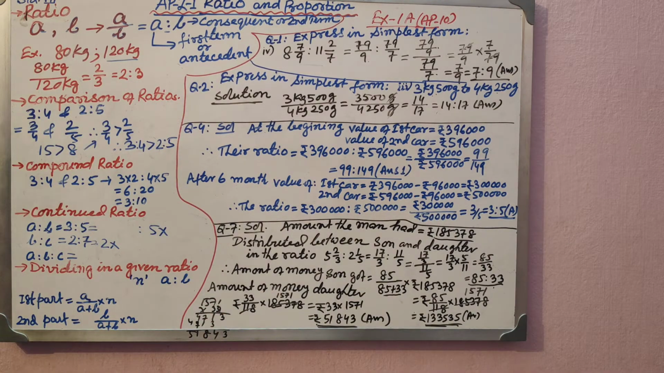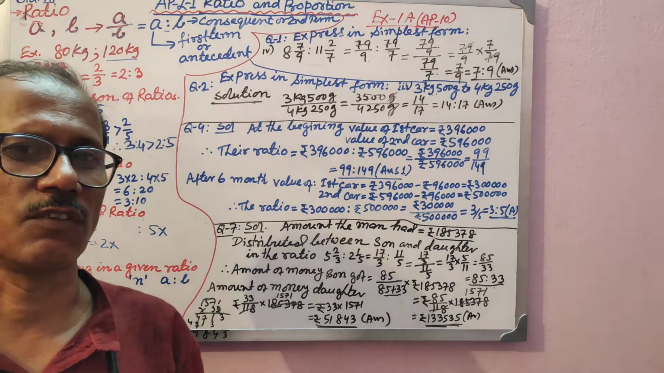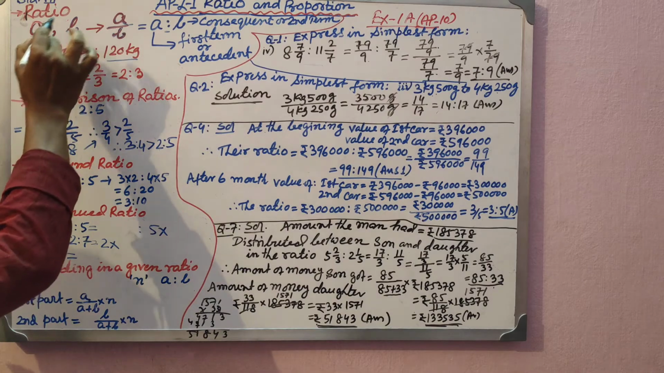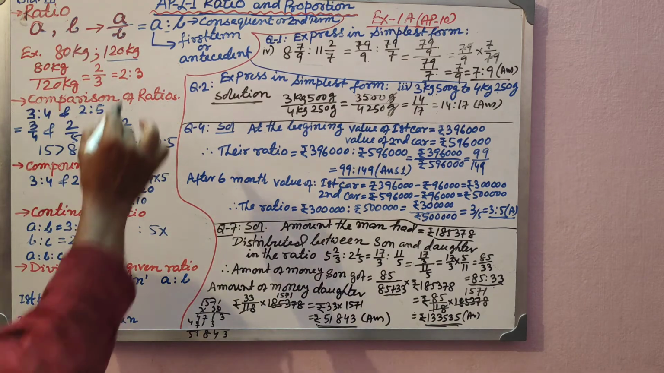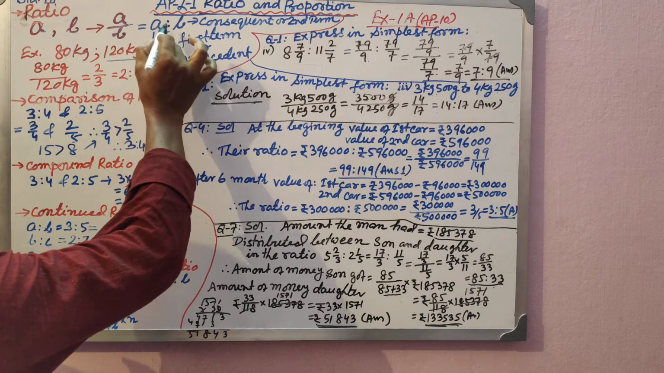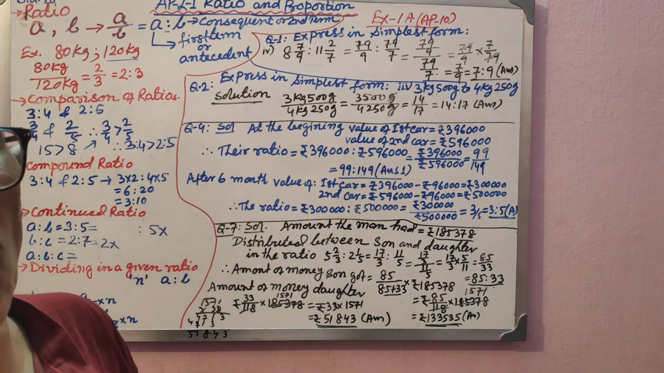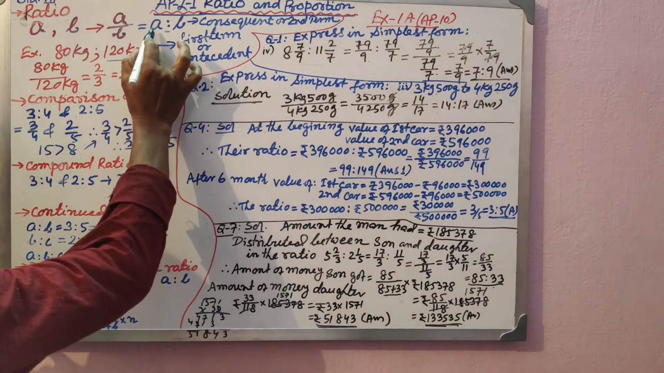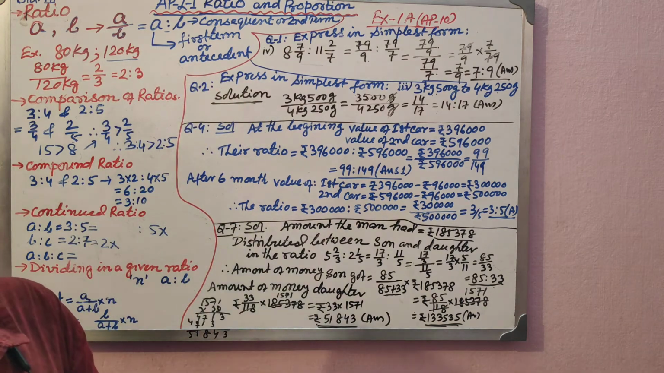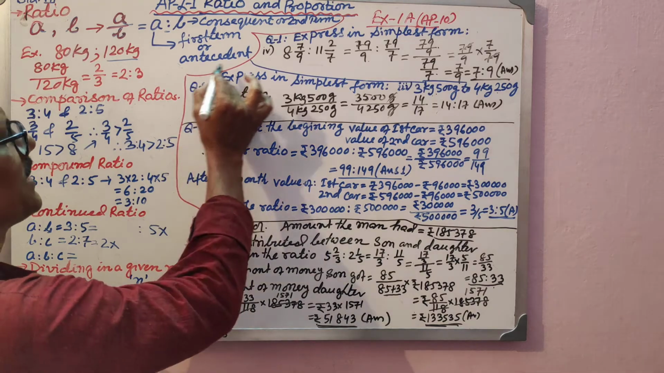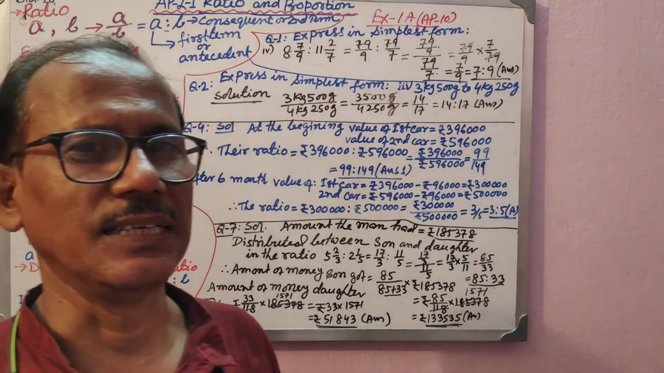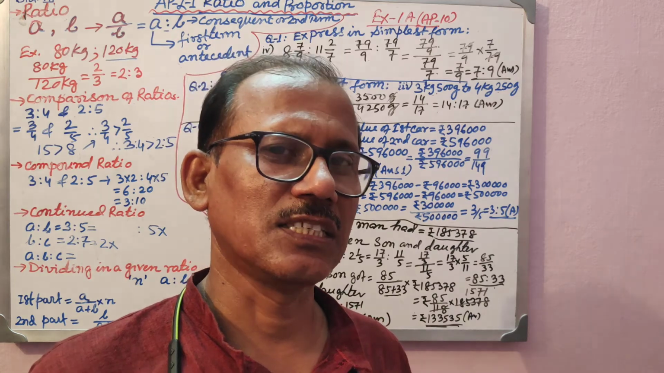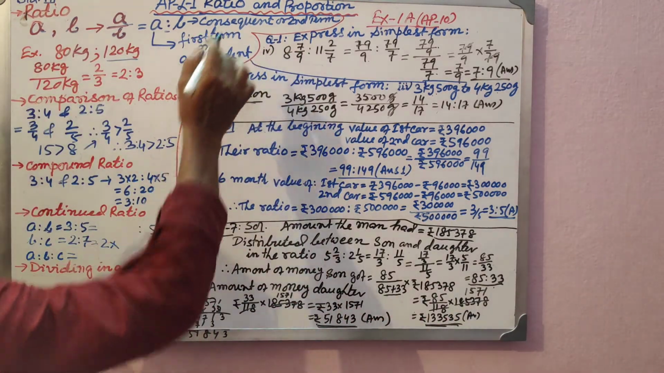So what does ratio mean? If I take the quantities as A and B, first quantity is A, second quantity is B, then ratio will always be written in a fractional form, the first one divided by the second one, and then it will be written as first is to second, first, then colon, then second. The first quantity is called the first term or antecedent. The spelling is antecedent.